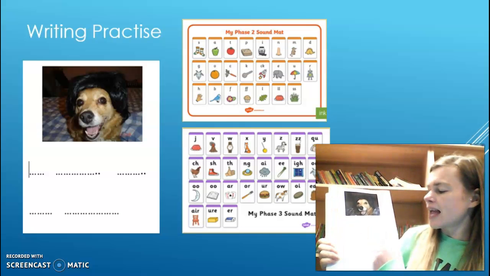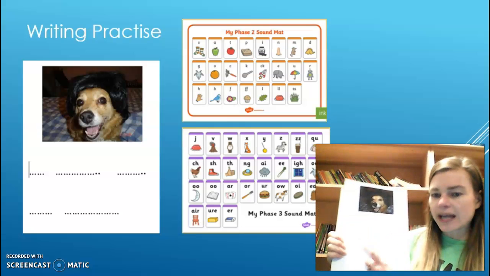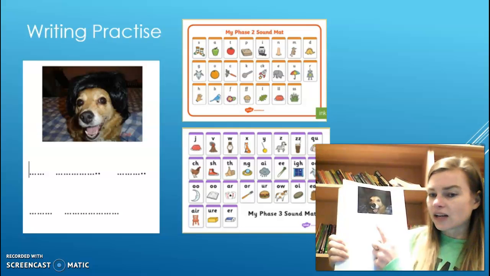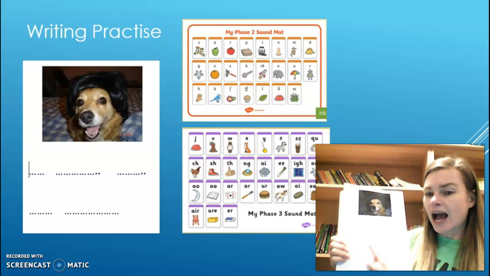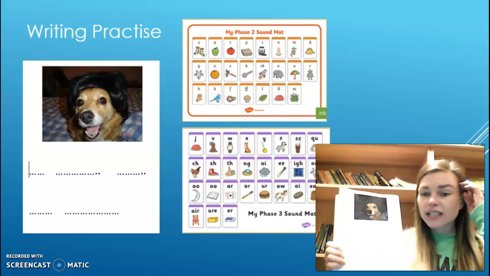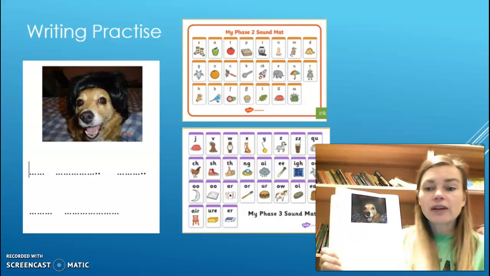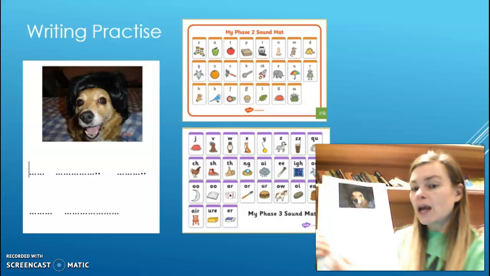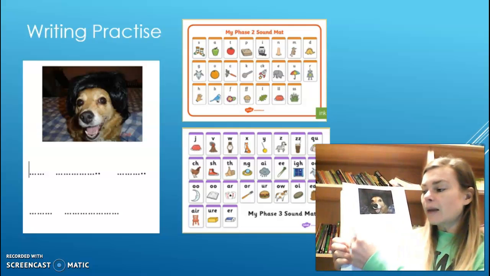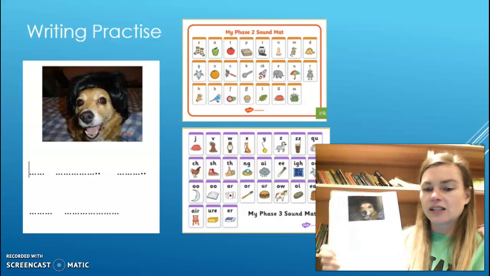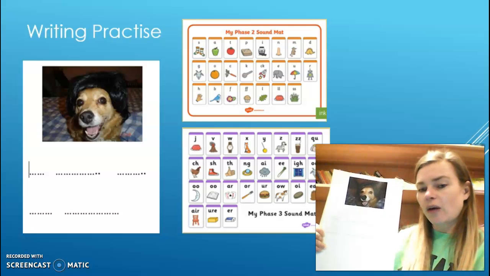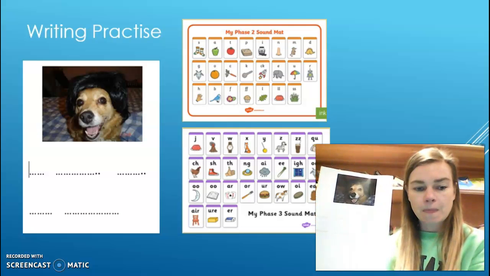A dog in a wig. Again, that's a dog in a wig. If you have your sound mats with you, and if you can't remember what any of the letter sounds look like, you can use those to help you. And just a little reminder, you'll need a capital A to start your sentence. So if you just have a go at that now, please.